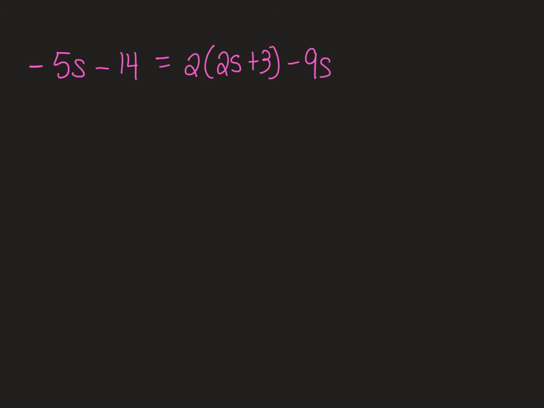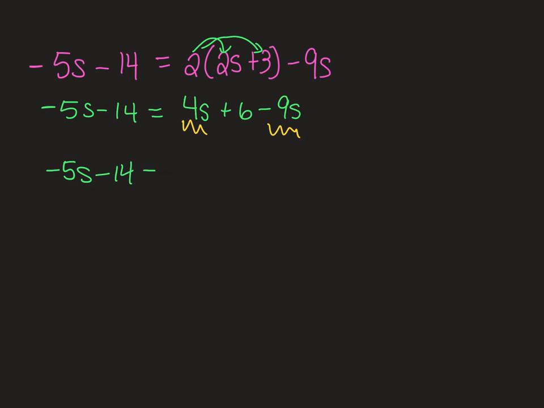Here is the other weird one. Again, nothing looks weird about this. The left side, I'm going to write it again. The right side, I'm going to distribute my 2. I get 4s plus 6 minus 9s. I've got to combine like terms. Nothing looks weird still. I'm going to write the left side, and 4 minus 9. 4 minus 9 is -5. So I have -5s plus 6.